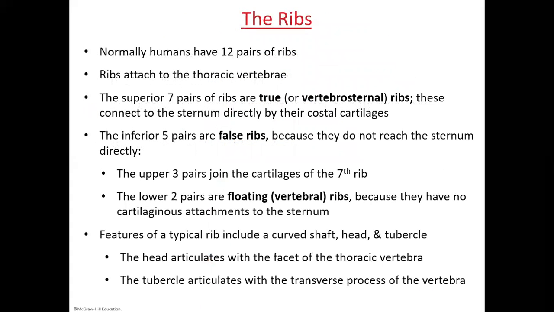Okay, so you have 7 pairs of true ribs. Then you have 5 pairs of false ribs. 7 and 5 is the 12. But under the false ribs, the last 2 are called floating. And then these are a flat bone. They're curved, kind of flat. And they all articulate with the thoracic vertebra, but only some of them directly articulate with the sternum.